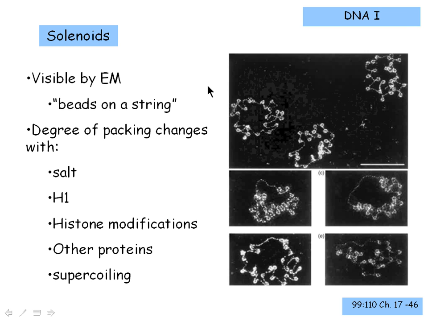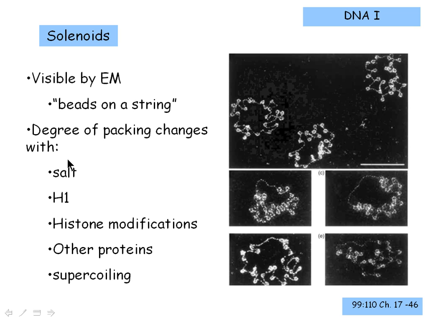As it turns out, solenoids are visible using electron microscopy, as seen over here. And they actually do look like beads on a string. The amount of compaction can change depending on the environment that the solenoids are in. So here we have a more compact solenoid. They can also be a little bit less compact, such as in this figure or this figure up here. So different variables can change the degree of compaction.